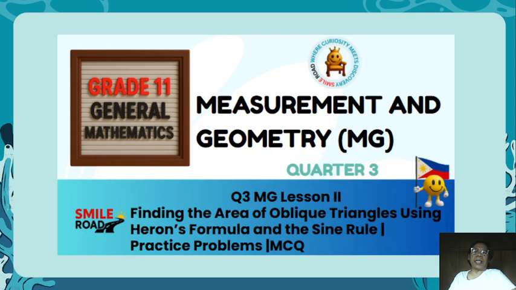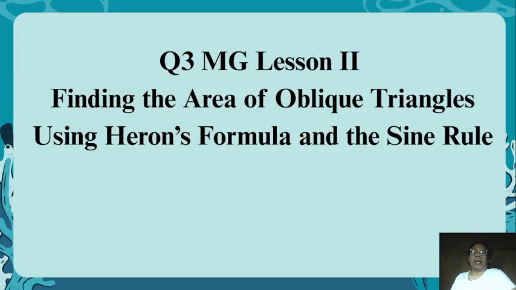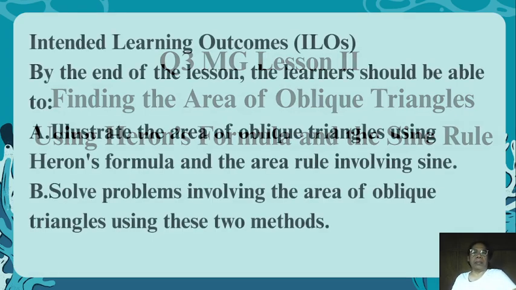Our topic for today is about finding the area of oblique triangles using Heron's formula and the Sine Rule, with practice problems together with the MCQ. This is quarter 3 of grade 11, General Mathematics, about measurement and geometry. Again, this is quarter 3, measurement and geometry, lesson number 2, finding the area of oblique triangles using Heron's formula and the Sine Rule.